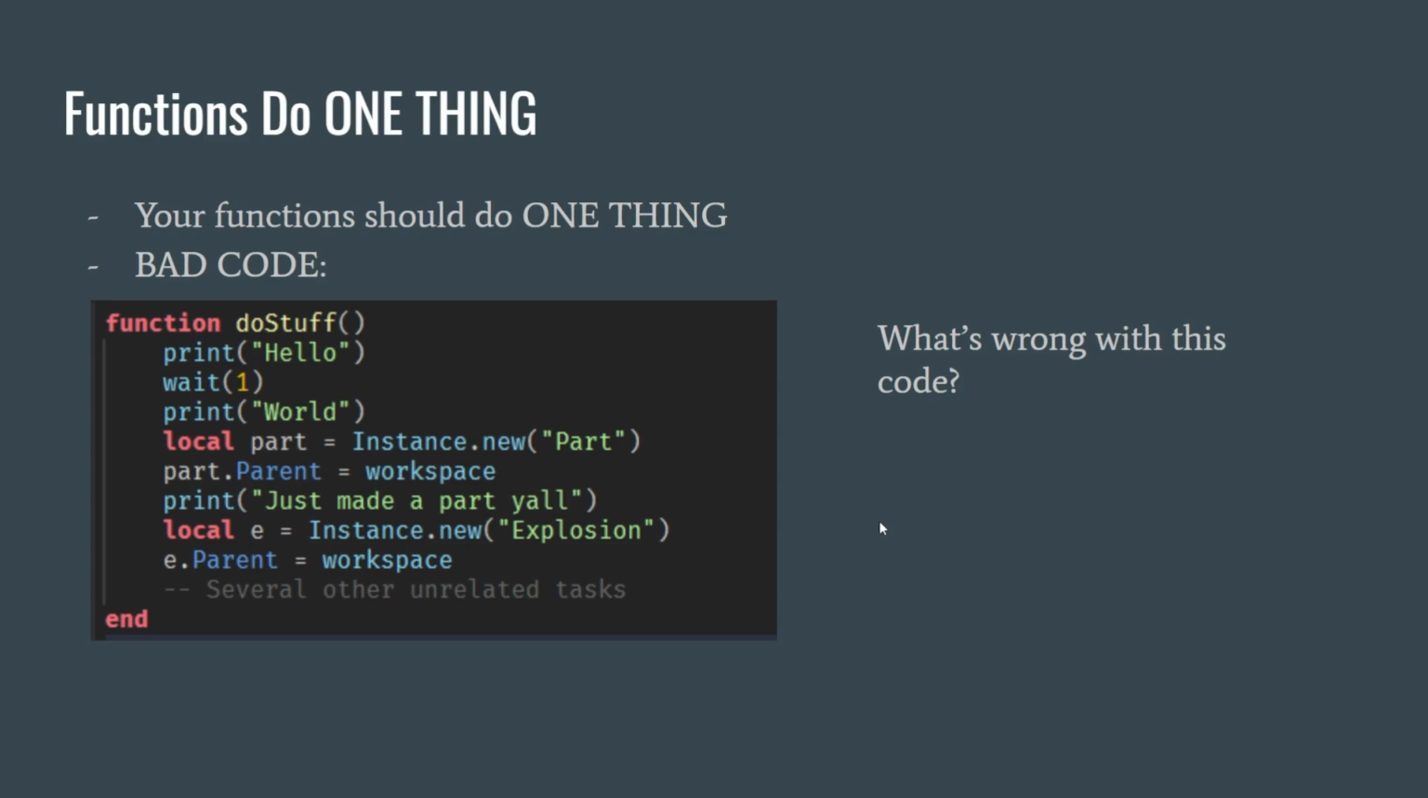It's making too many parts, I guess. There's too many instances. Yeah, so it's called do stuff, and as we can see, it prints hello, then 1 second later it prints world. And now it's creating a part, and then it's printing just made a part, and then it's making an explosion. It's doing all of that stuff that can just be done separately.